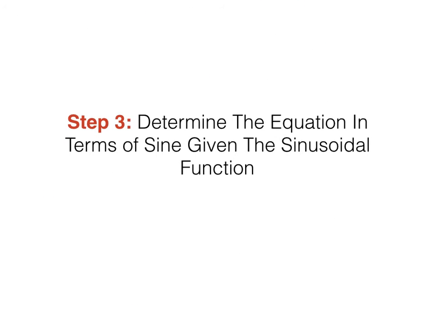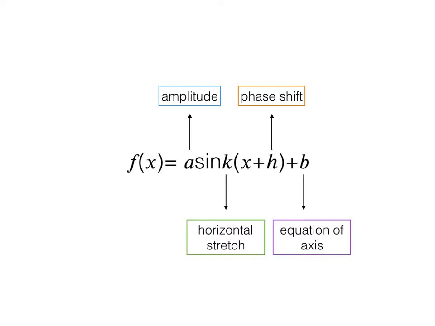Step 3. Determine the equation in terms of sine, giving the sinusoidal function. To determine the equation of a sine function, we need to use the following equation, where a represents amplitude, k represents the horizontal stretch, h represents the phase shift, and b represents the equation of axis.